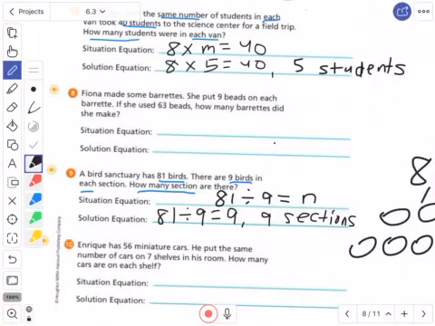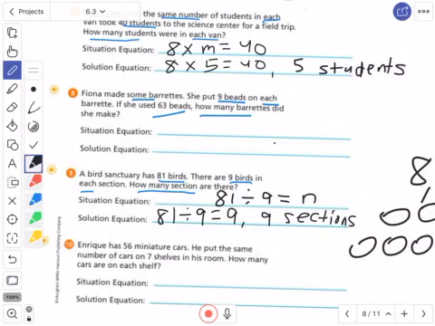So Fiona made some barrettes. She put 9 beads on each barrette. If she used 63, how many barrettes did she make? Okay, so this one started off with the sum right away.